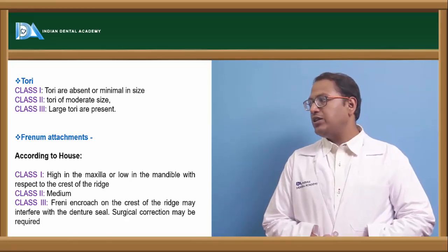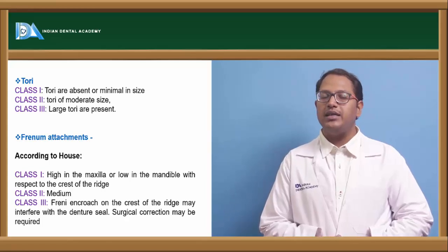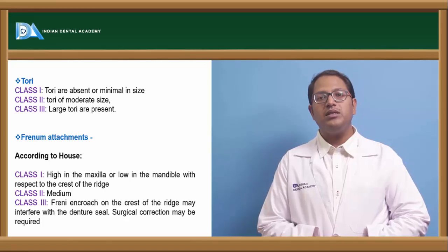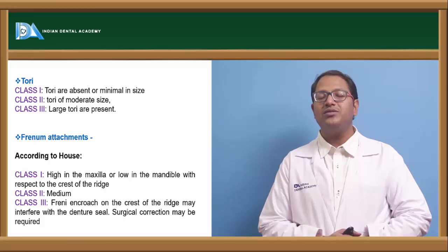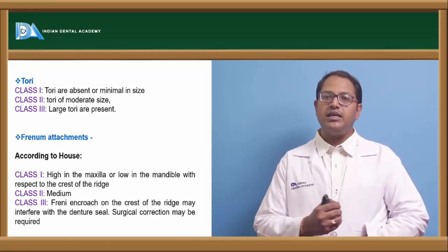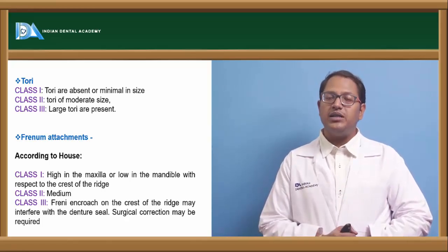Coming to frenum attachments. Now the frenum is there in both the maxillary as well as the mandibular arch. What is important to us is that a frenum which is encroaching on the borders or on the crest of the ridge is harmful to us. Any frenum which is coming onto the crest of the ridge means the denture cannot be supported over there. The denture cannot be seated in that particular place.